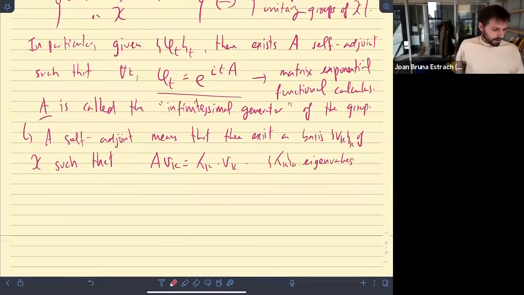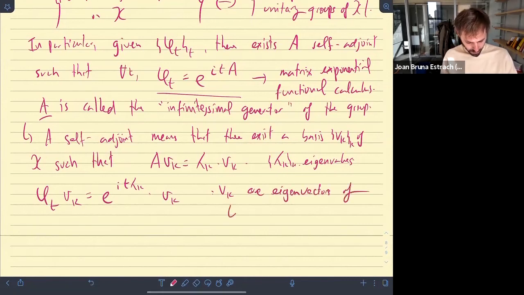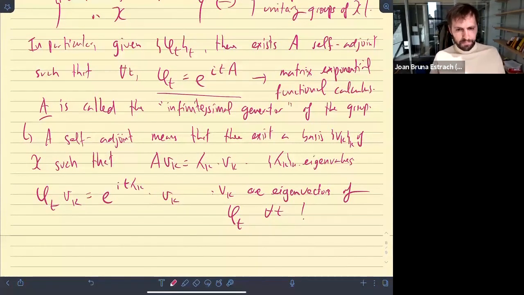So when I have this property, I know by definition, if I think about how the group is acting on each of these eigenvectors, by just applying the definition of the functional calculus, this is going to be e to the i t lambda k times Vk. Right? So basically the Vk are eigenvectors of the group action for all t. Okay? And this, again, should not be surprising, right? If I have a family of operators that commute, they share the same eigenstructure, right? So that's what this eigenstructure is, precisely the one that is prescribed by this infinitesimal generator of the group.